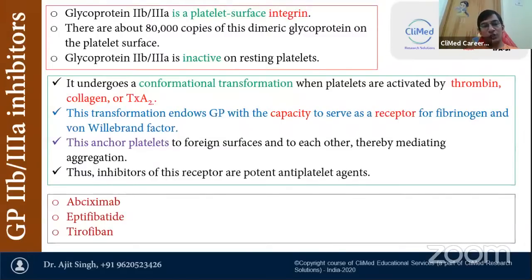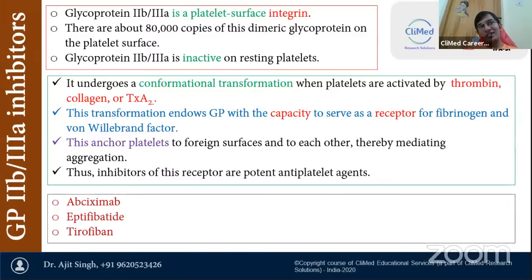Got it? So that's why we use the drugs to occupy all the glycoprotein receptors. So fibrinogen and VWF will not come and occupy the surface and invite other platelets. So it stops there. It stops the activation or aggregation of the platelet by inhibiting glycoprotein 2b3a receptors. Got it? So the drugs are abciximab, eptifibatide, and tirofiban. These three drugs are usually given in injectable form.